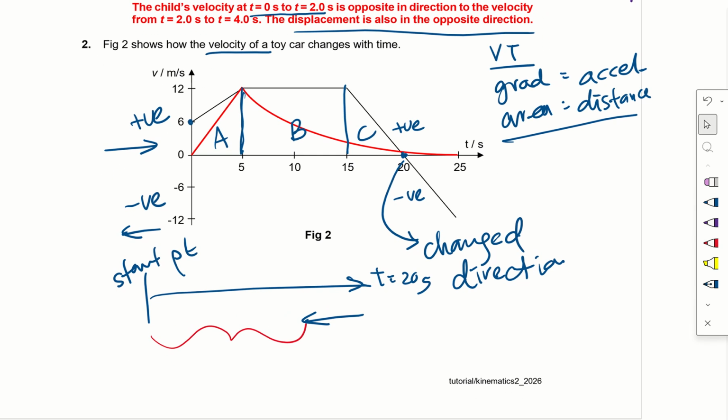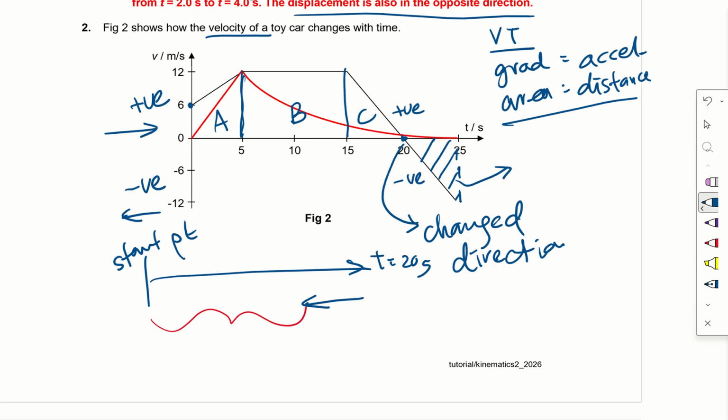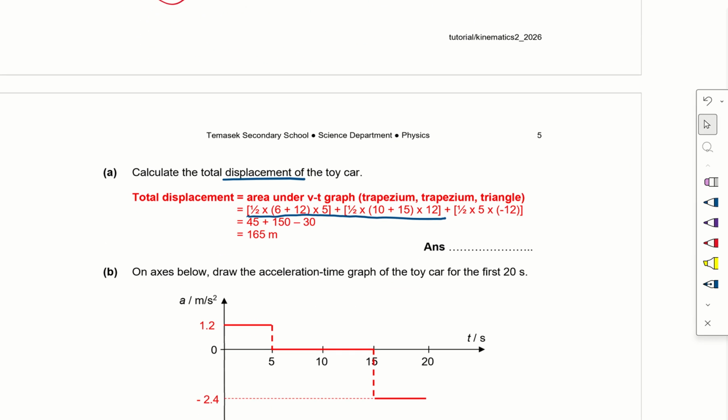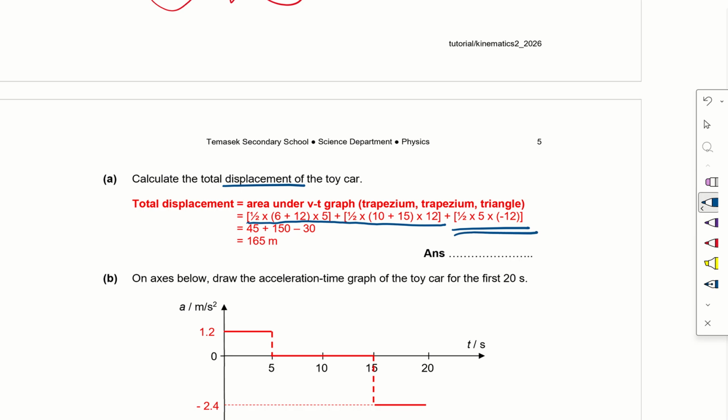Okay, so then I need to find the distance traveled in the negative direction, which is actually this area, which is a triangle. So if I work it out now, it will be half times negative 12 times 5. So I will get negative 30. And this is the value that is being shown over here. So you add them up, the negative will come in, and you will have a total displacement of 165.